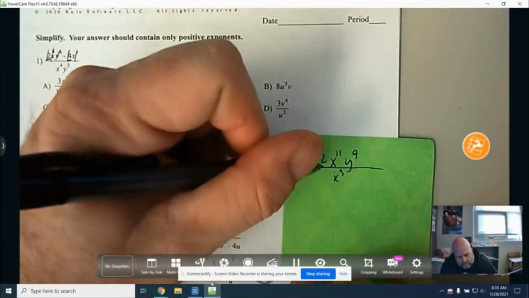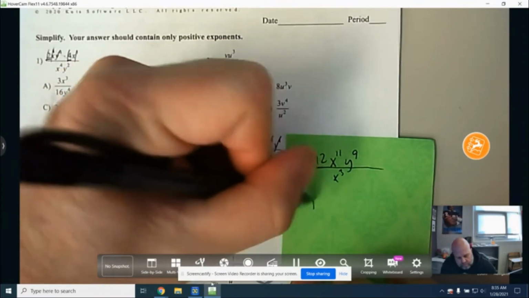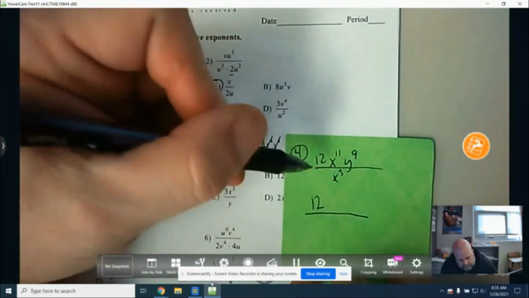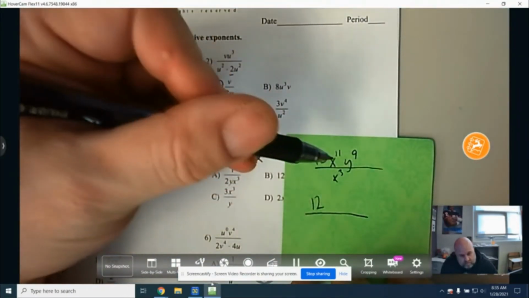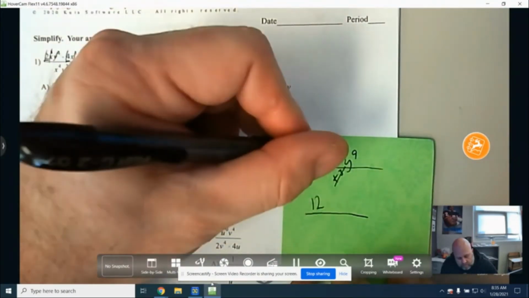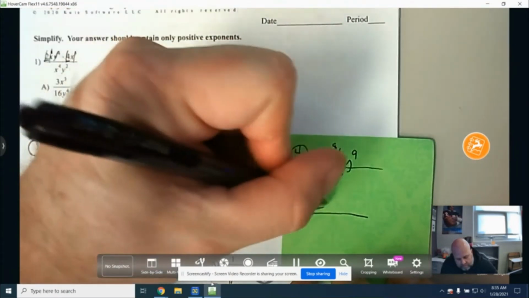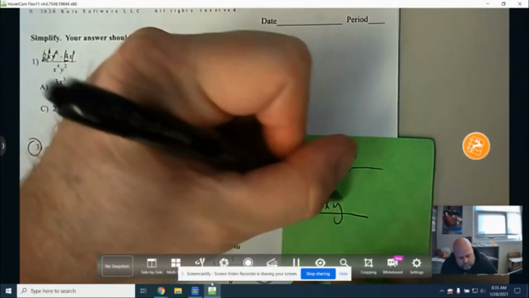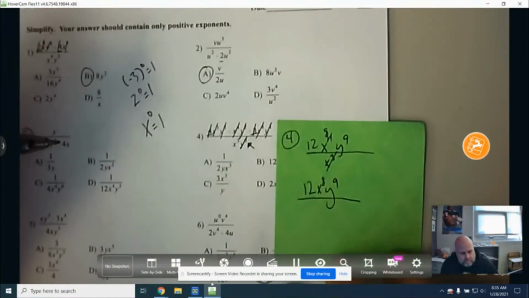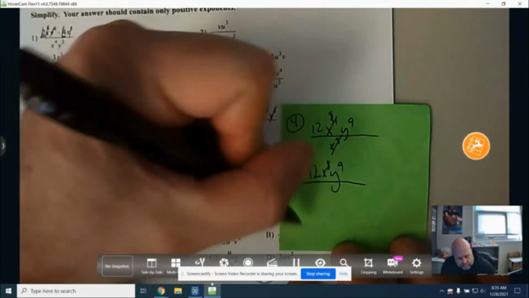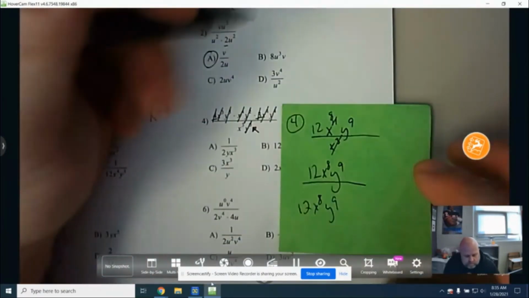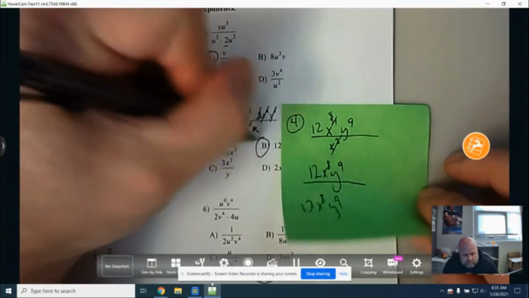I'm looking here, I see coefficient up top, none on the bottom, so that means the 12 remains up top. My x's, you got 3 on the bottom, 11 up top, so those are all going to go away, which means you got 8 left remaining up top. So there's 8 more up top. And your y's, there's only y's up top, so that's it. If I cleaned it up, it's just 12 x to the 8th, y to the 9th power, which is going to be letter B there.